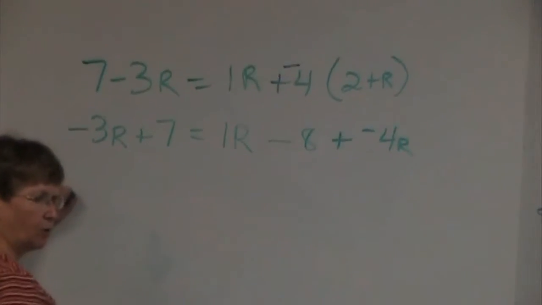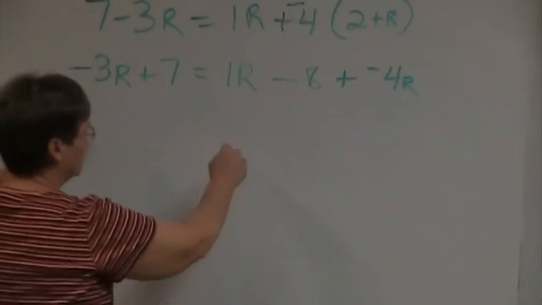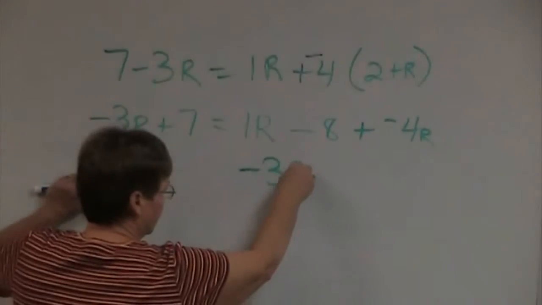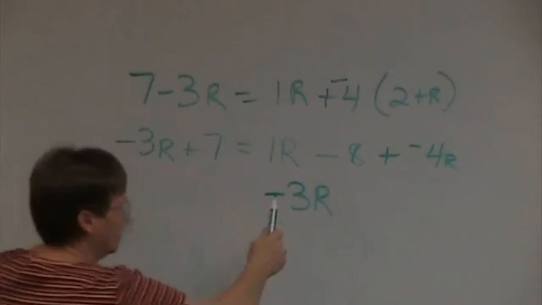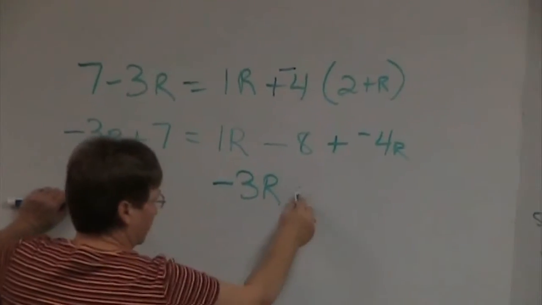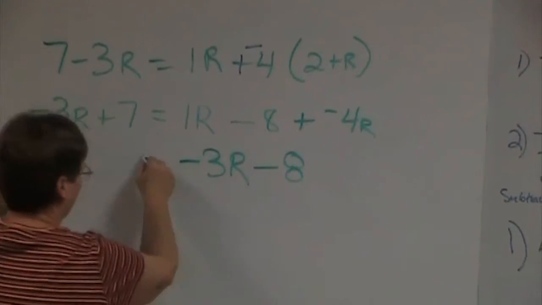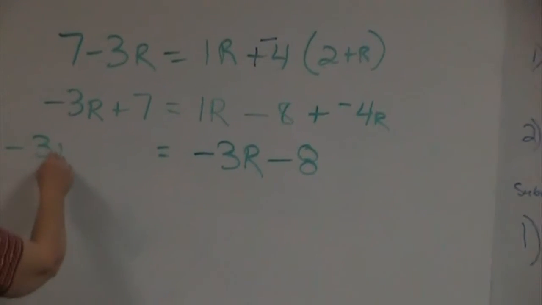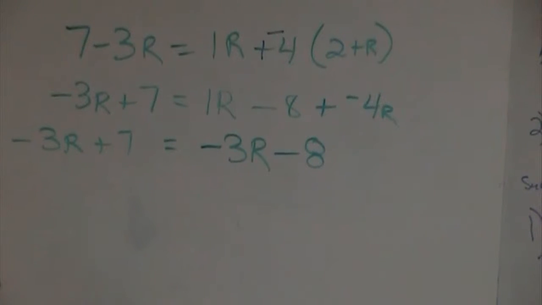1 plus negative 4 is? Negative 3R. Negative 3R. Watch again. Positive 1 and negative 4. Now, what do you notice? Right now, what do you notice? Tell me what you notice.